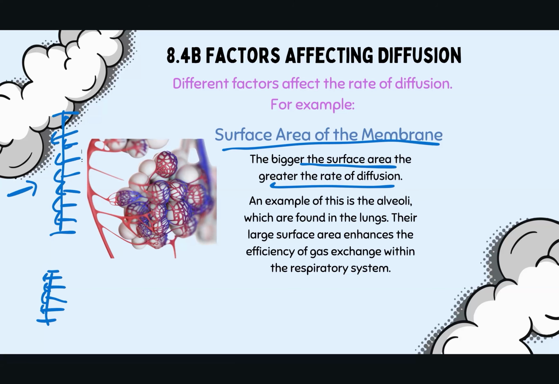Now, in the alveoli, you also have a bloodstream here. So any oxygen that transfers across, what happens straight after that? The blood takes it away. So there's always a concentration gradient.